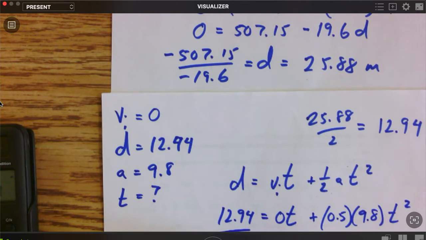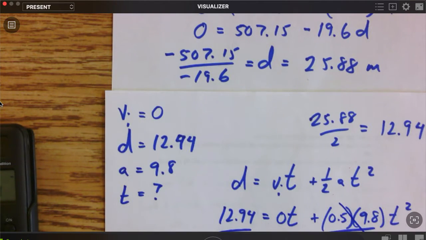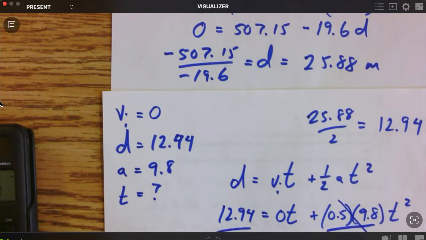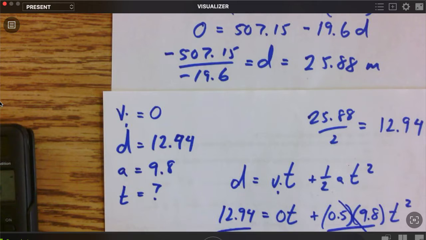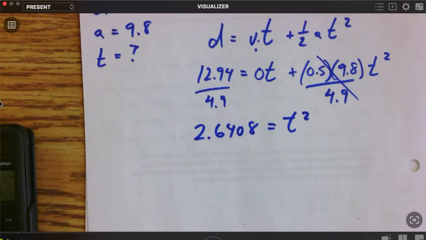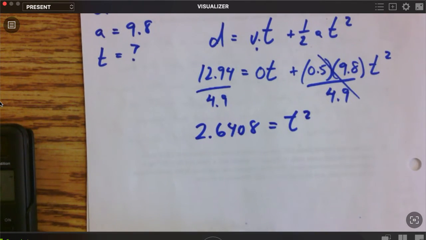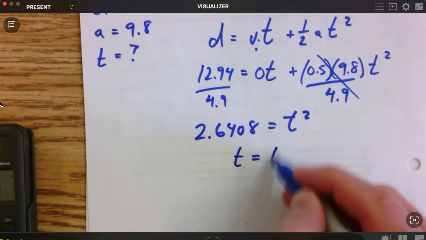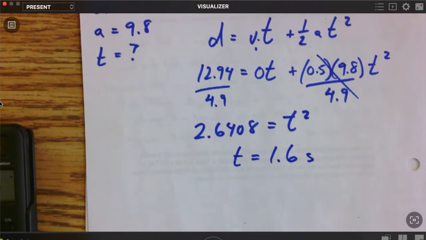Divide both sides by 4.9. 12.94 divided by 4.9 is 2.6408. 2.6408 equals t squared. So we get the square root of that. T equals 1.6 seconds, which is not half of the 2.3 second answer we got for it to get to that height.